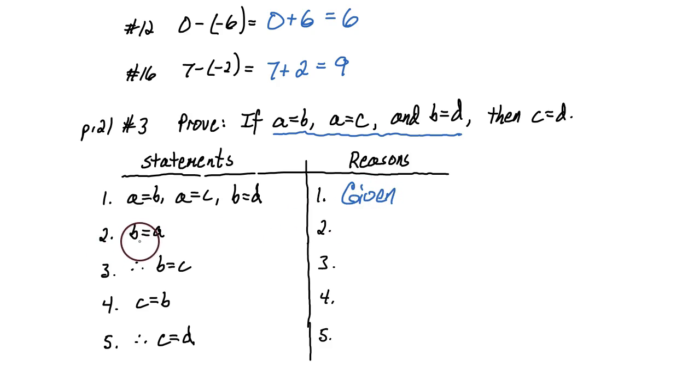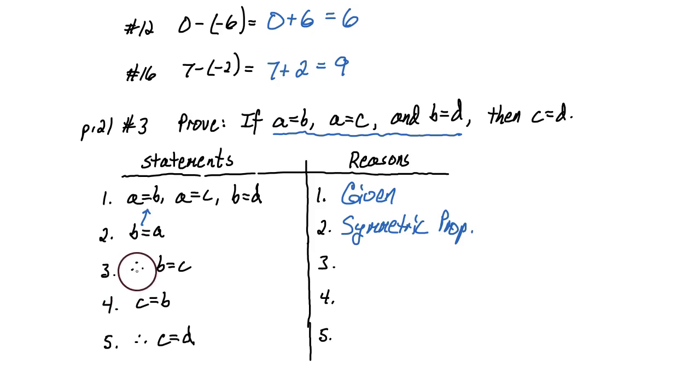Statement 2. How can we create the equation B equals A from what we had written before? What's the relationship of B equals A to the equation above, A equals B? Well, the right side and left side are switched. It is the symmetric property that allows you to do that.